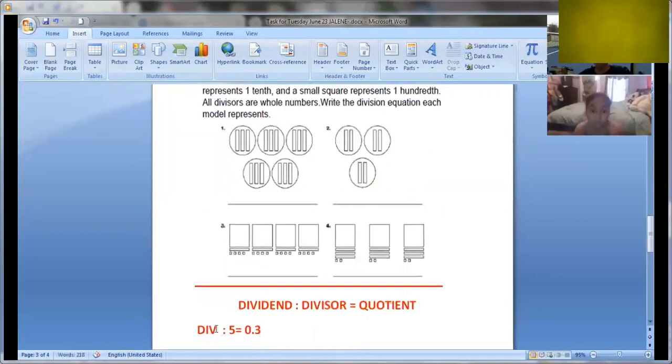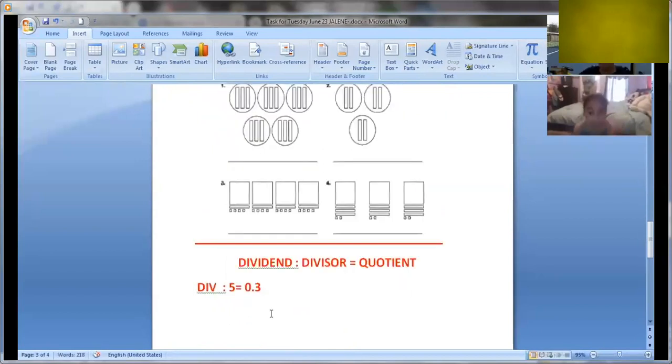So the dividend, how do you obtain the dividend? By multiplying what? The quotient times the divisor. When you multiply quotient times divisor, you get the dividend. So how much is 3/10 times 5? We do 5 times 3 equals 15, but there's a decimal point, so it is 1.5.